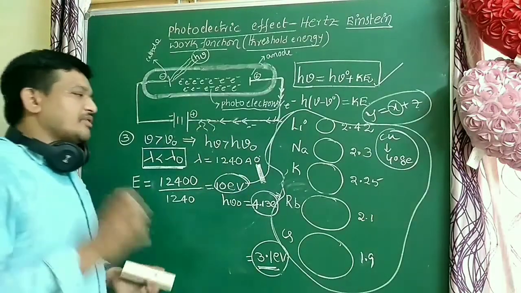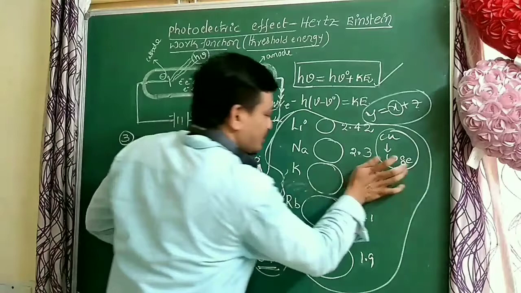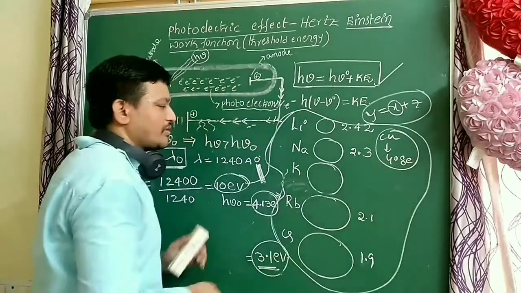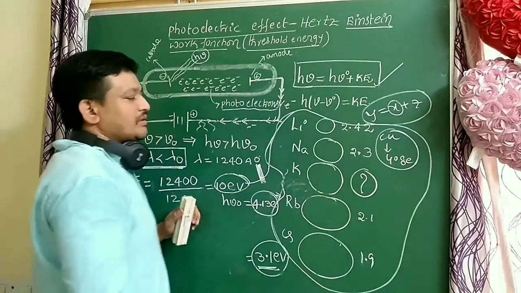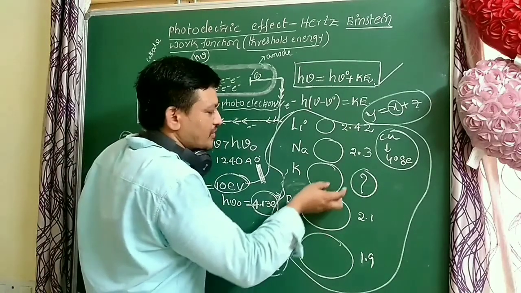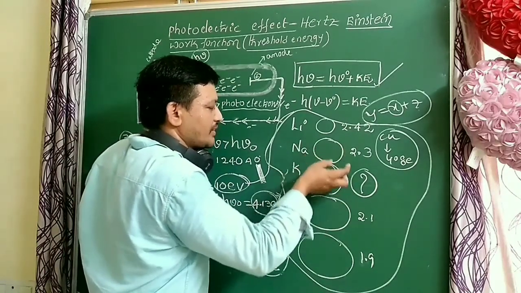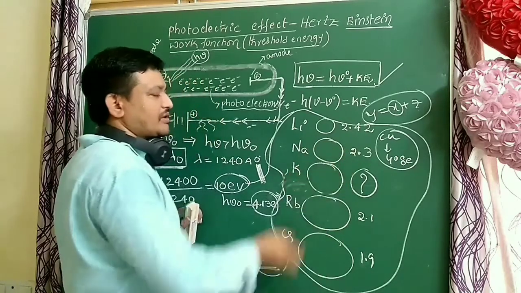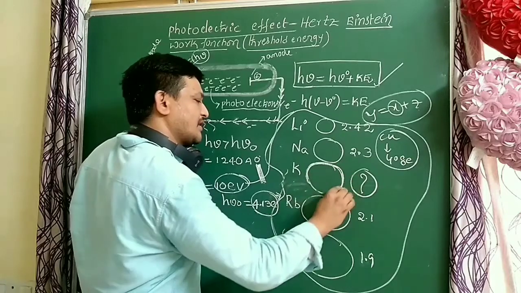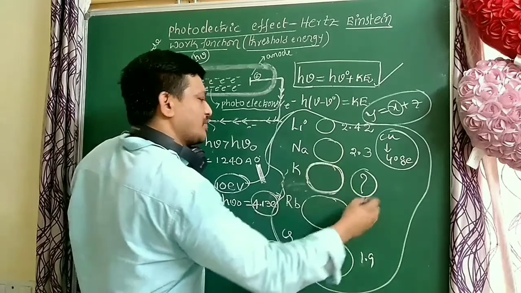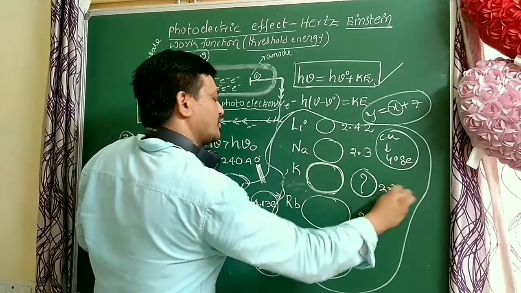For example, sometimes they ask: here potassium threshold energy is not given. How to find out that value? That value is in between. Compared to rubidium, that value is more. When compared to sodium, that value is less. Why? Because top to bottom size increases, threshold energy decreases. For example, that value is approximately 2.2 like that.